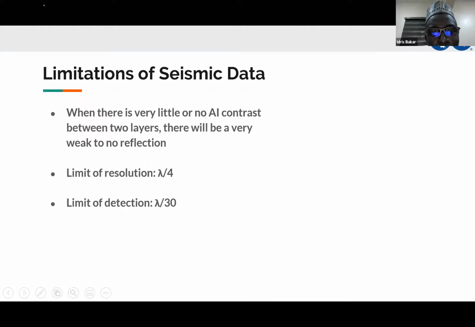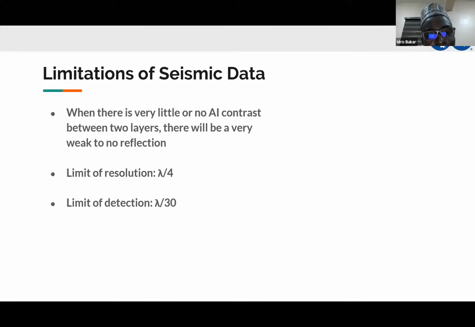So that is one of the issues that you can have with seismic data. Same thing you can have with, like I said, all the other geophysical tools. Okay. Then there's an issue of resolution.